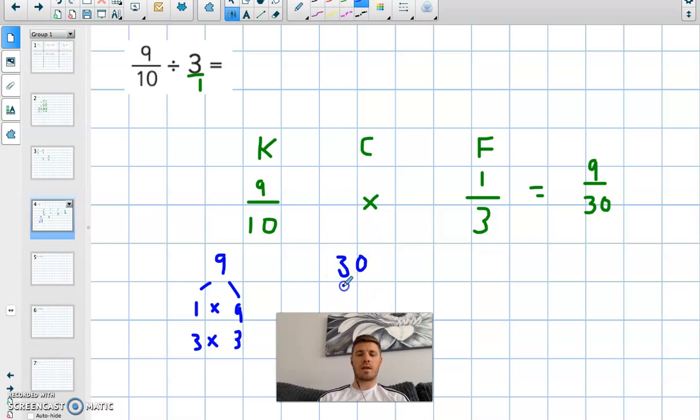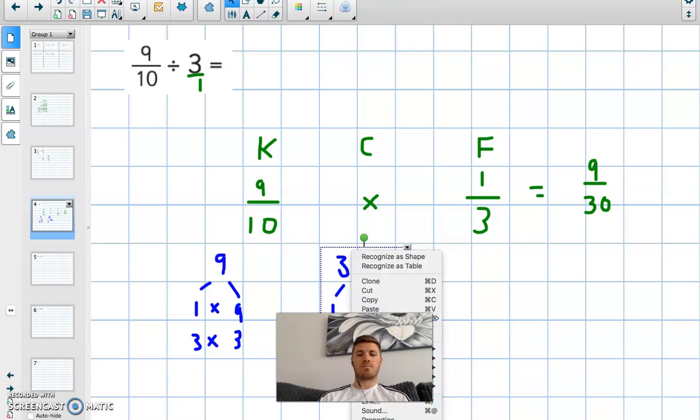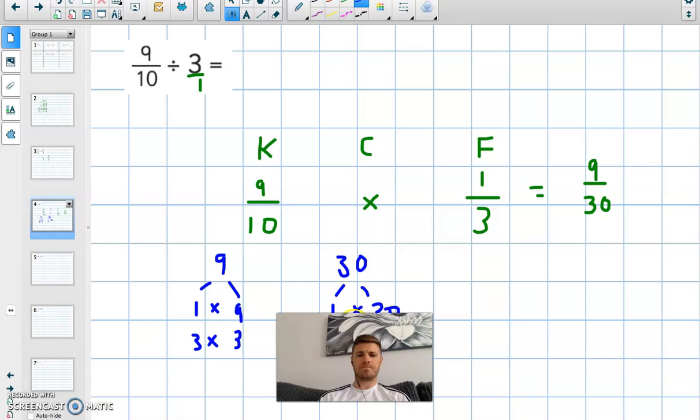Just do that here very quickly. So you've got 1 multiplied by 30. We know 2 definitely goes into 30, so half of 30 is 15. 3 goes into 30 definitely, 10 times. 4 doesn't go in. Does 5 go in? Yeah, 5 multiplied by 6 goes in. And those are all the factors of 30.